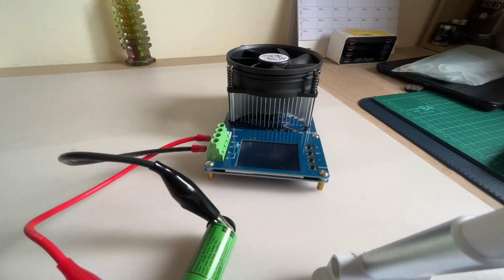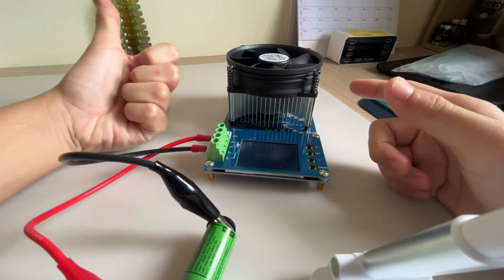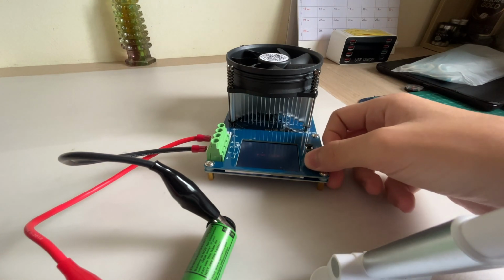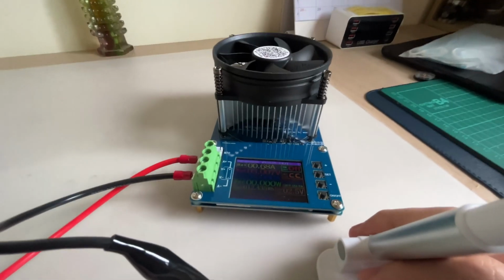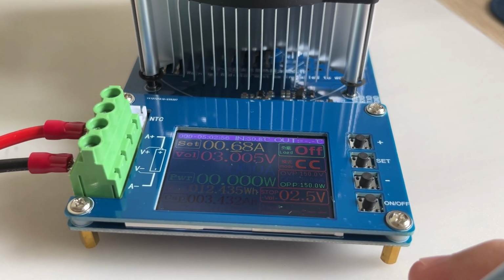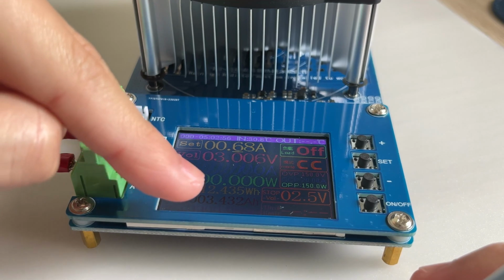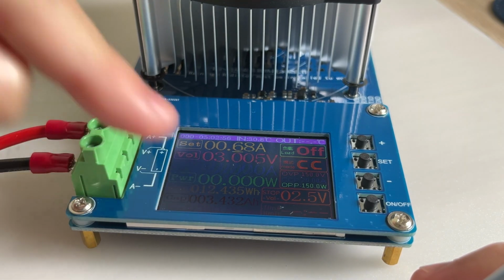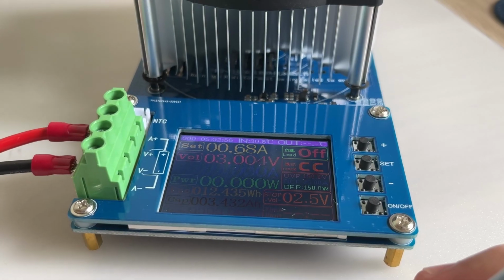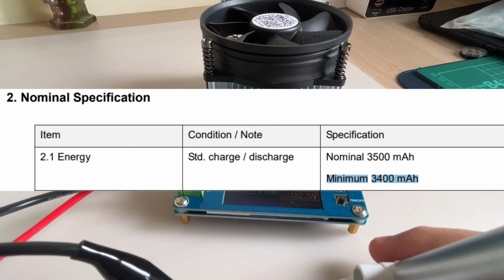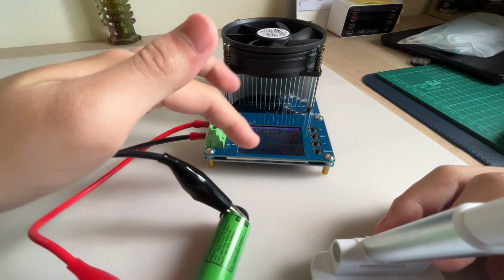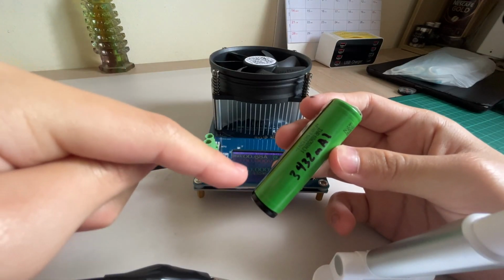Right, so the 0.2C discharge test is finally over. And now we are going to see the capacity. And as you can see, we got a total capacity of 3432 milliampere hours. So it's actually higher than a rated minimum of 3400 milliampere hour. So this battery, LG MJ1 battery, is very good.